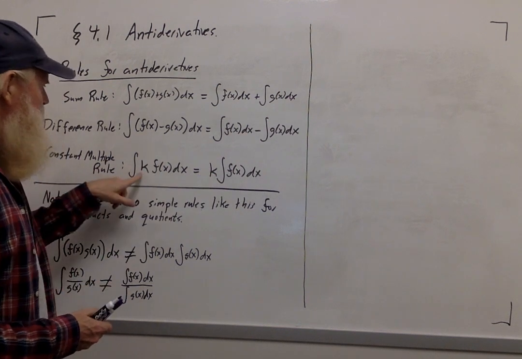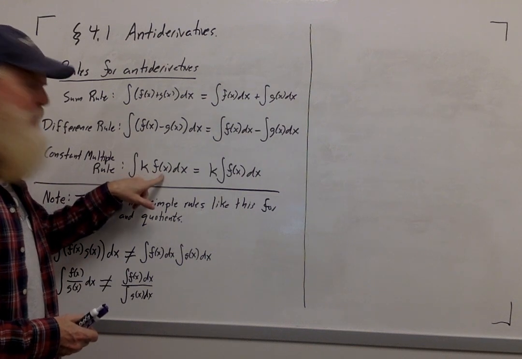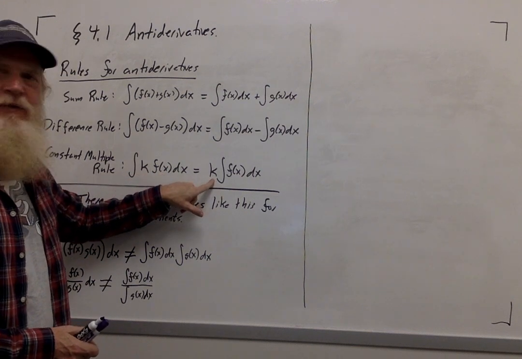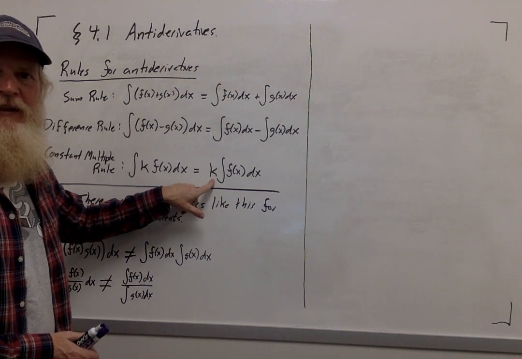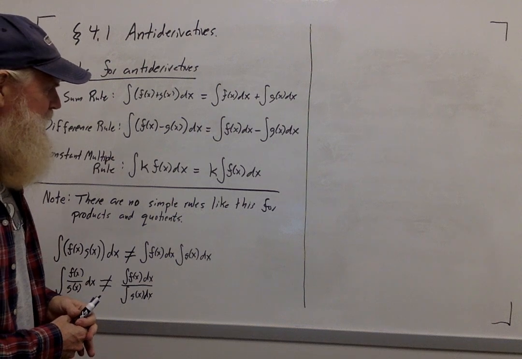And also, there's a constant multiple rule. If you have a constant multiplied by a function, that constant can be factored in front of the antiderivative. I'm going to illustrate all of these with examples in a few minutes.